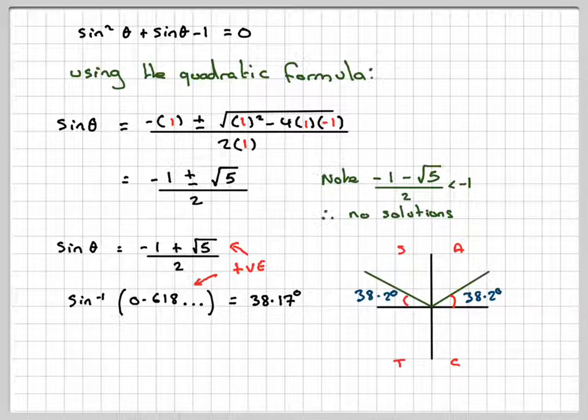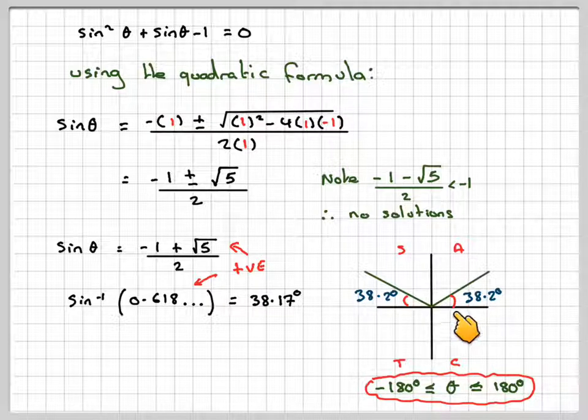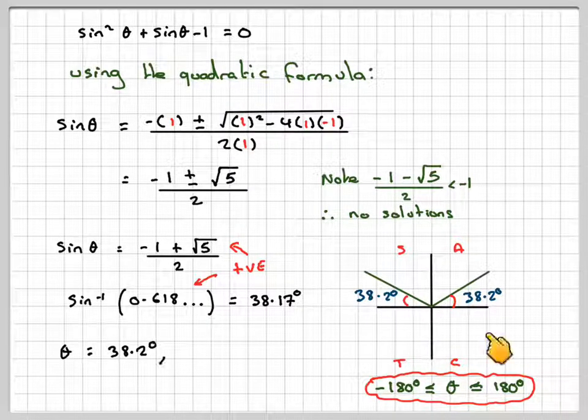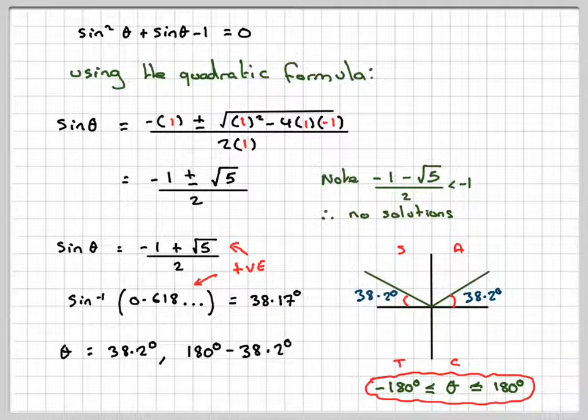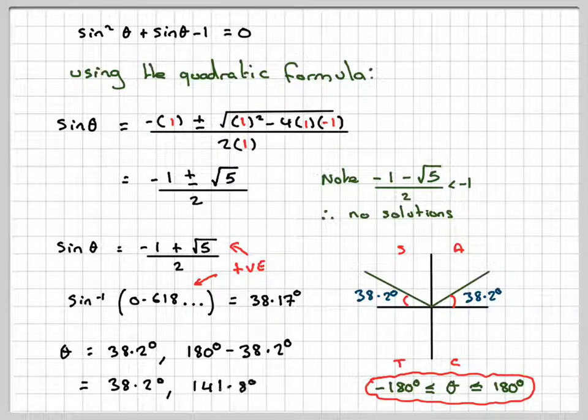So it's 38.2. Now we have to solve between minus 180 and 180. So, well, if we go this way around, these negative angles, then we get absolutely no values whatsoever. So we only need to consider that theta will be equal to 38.2 or 180 minus 38.2, which gives me 141.8.